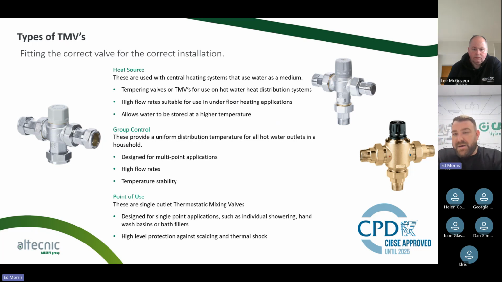Group control, as by its very name, is where we design to use multiple outlets. That could be things like communal showering, changing rooms, all that sort of stuff. Anywhere where we need to run more than one outlet, we'd use a group mixer. They're designed for multiple applications. They've got higher flow rates. They offer good temperature stability.